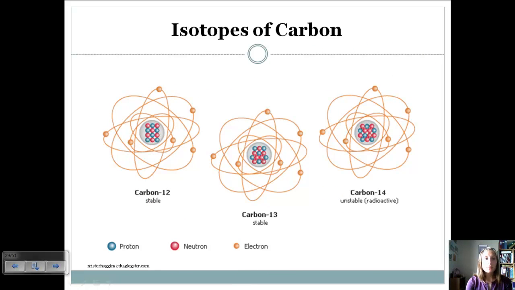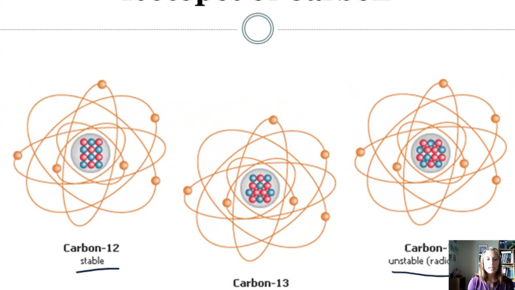Okay, so here are some examples. There are three main isotopes of carbon. Carbon-12 and carbon-13 are stable. Carbon-14 doesn't exist very often because it's unstable. So if we take a look, the yellow or the orange ones are electrons. So we have 1, 2, 3, 4, 5, looks like 6 electrons, and they all have the same number of electrons. Let's take a look at the protons. Protons are blue. 1, 2, 3, 4, 5, 6.